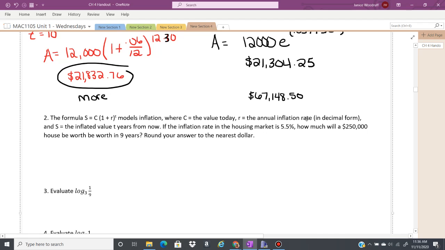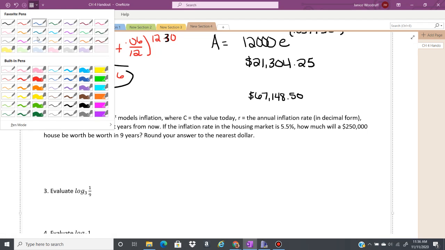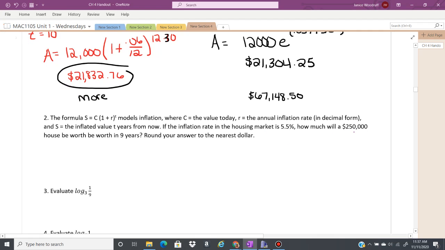So the inflation rate in the housing market is 5.5%. How much will a $250,000 house be worth in 9 years? Okay, very relevant question. The housing market's really booming right now. So let's say $250,000, that's going to be your C, your value today. Then 1 plus our rate, 5.5%, so that's our average inflation rate. Oh, sorry, there's no n, so we don't need to put that as a fraction.